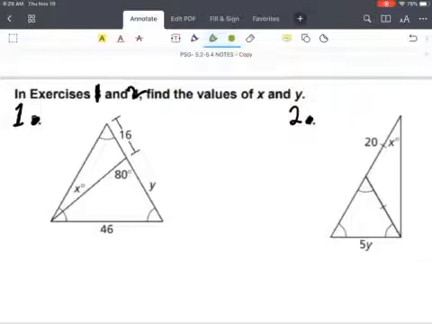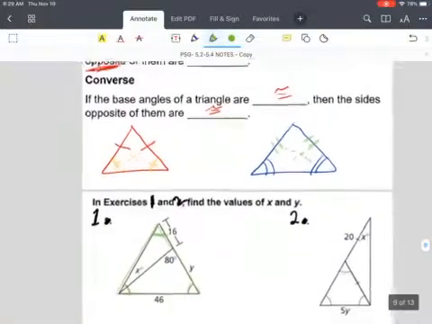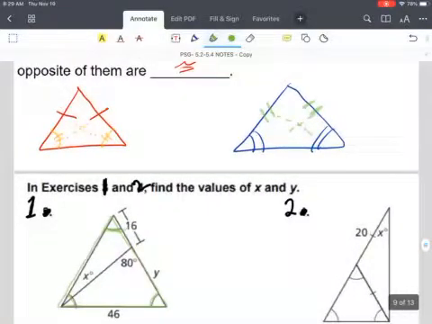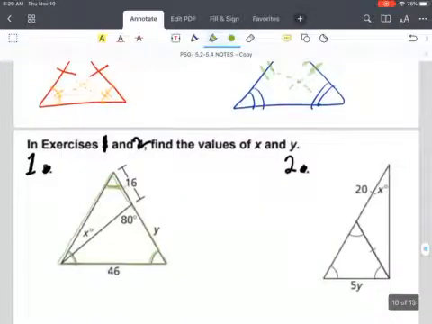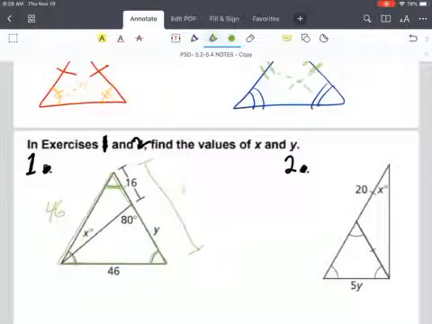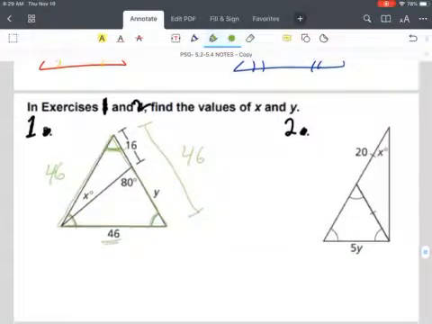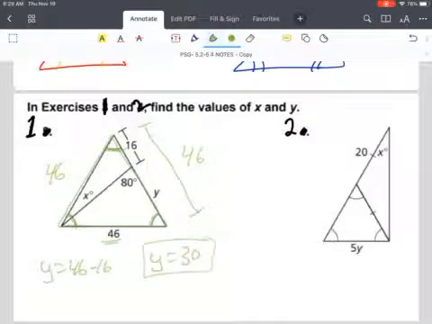So for this first one, we got a lot going on in this triangle. I'm going to look at the big triangle first. The big triangle first has all three of those angles the same. And applying that concept that we just talked about, if all the angles are the same, that means all the sides are the same. Which means all three of these big sides have to be 46. Which means I can now find y, because I can take 16 away. It's 46 minus 16, so y is equal to 30.